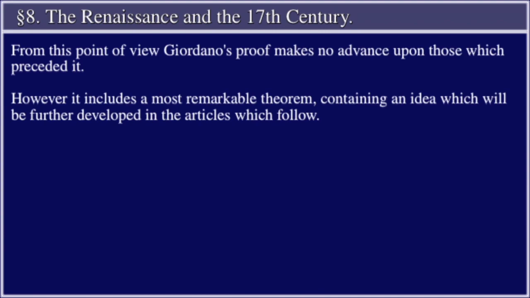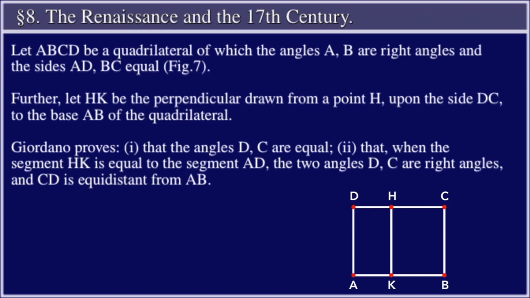However, it includes a most remarkable theorem containing an idea which will be further developed in the articles which follow. Let ABCD be a quadrilateral of which the angles A and B are right angles and the sides AD and BC are equal. Further, let HK be the perpendicular drawn from a point H upon the side DC to the base AB of the quadrilateral.